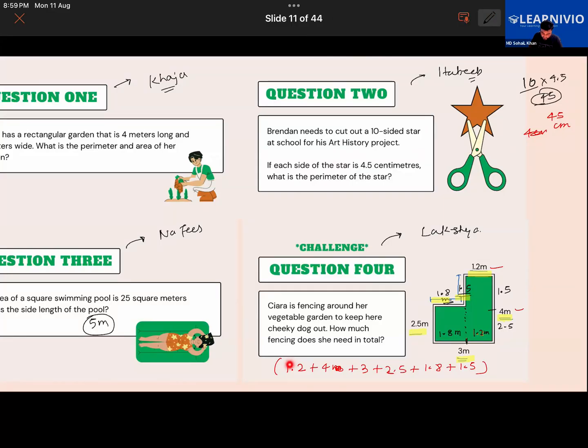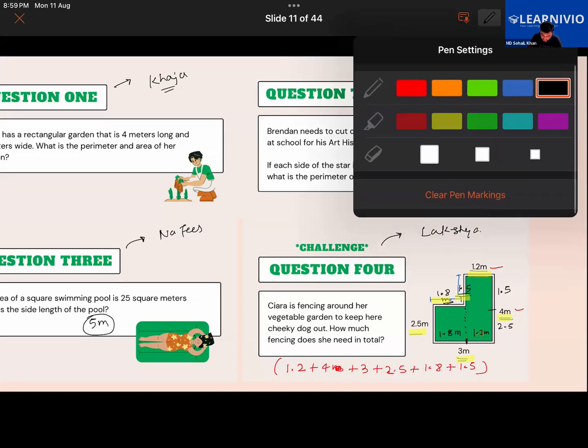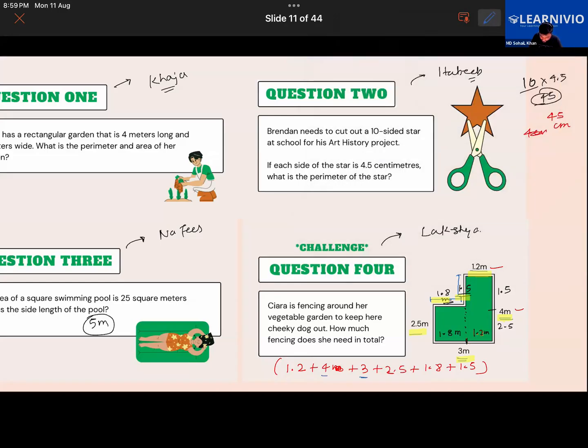How much is this? Sir, I got 14 centimeter for this much. Okay, look again. Let's first of all add the non-decimal numbers. 4 plus 3 is 7. Then 7 plus 1.8 is 8.2... 8.2 plus 2.5, that is 10.7, no? So till here we have got 10.7.